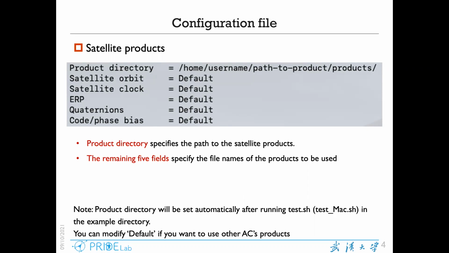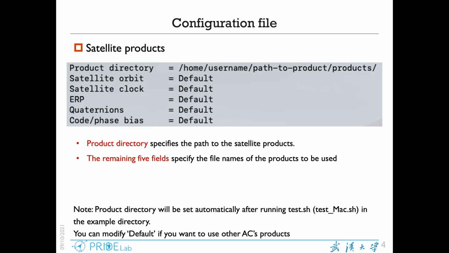And then we come to the satellite orbit, clock, Earth rotation parameters, in short ERP, quaternions of the satellite attitudes, and then code and phase bias. These are the 5 products needed by the software. The first 3, the orbit, clock, and the ERP, are required by the software to process any data. The last 2, quaternions and code and phase bias, can be optional.